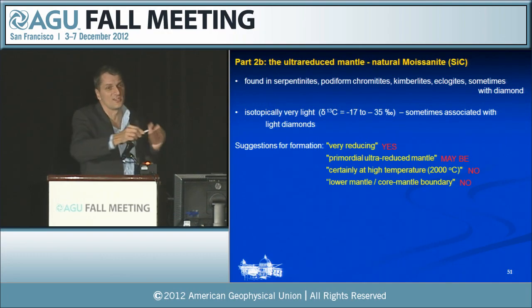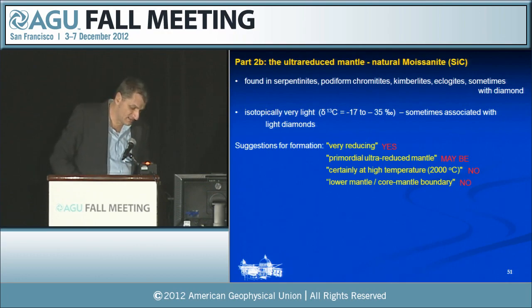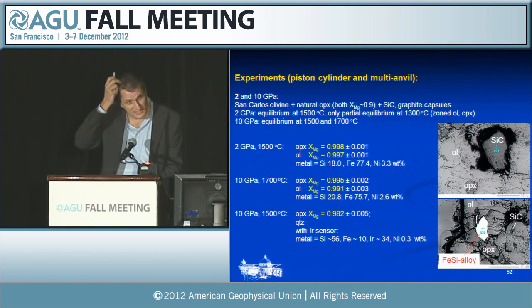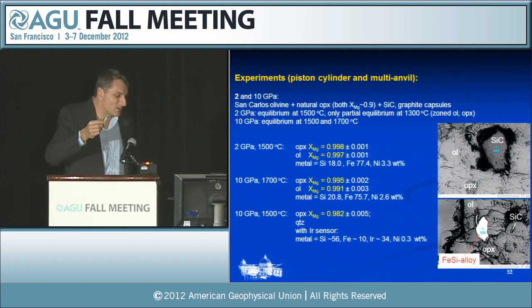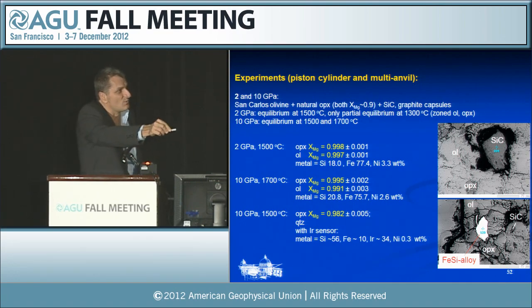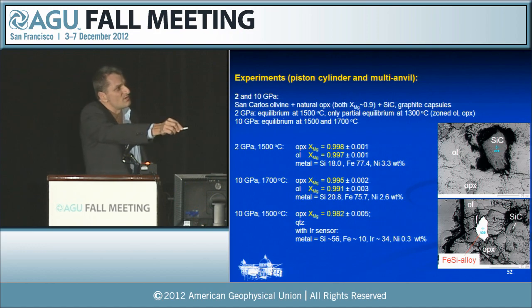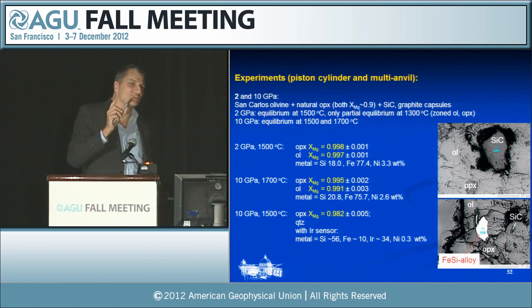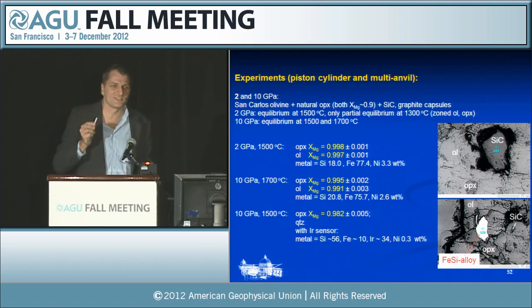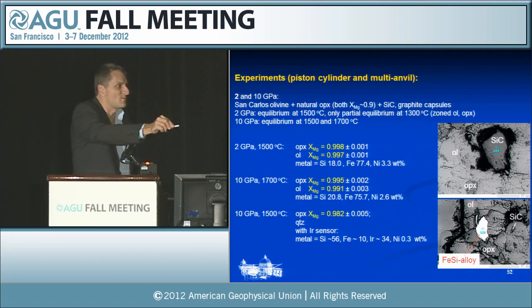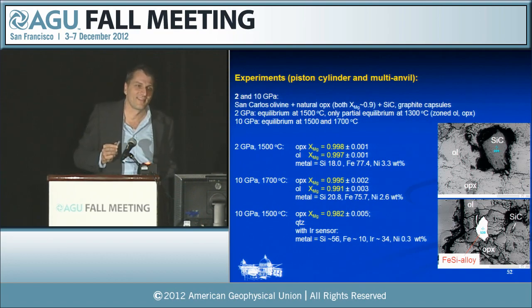Certainly at high temperature, and that is as wrong as it can get. And the lower mantle core boundary, because it cannot be high temperature, is the same. Why? We have done these experiments. We equilibrated silicon carbide with olivine and orthopyroxene. The resulting XMg in the olivine or in the orthopyroxene is 0.998. Not 0.98, 0.998. So if you find silicon carbide in a peridotite that only has olivine of that composition, it might be high temperature. Otherwise not.